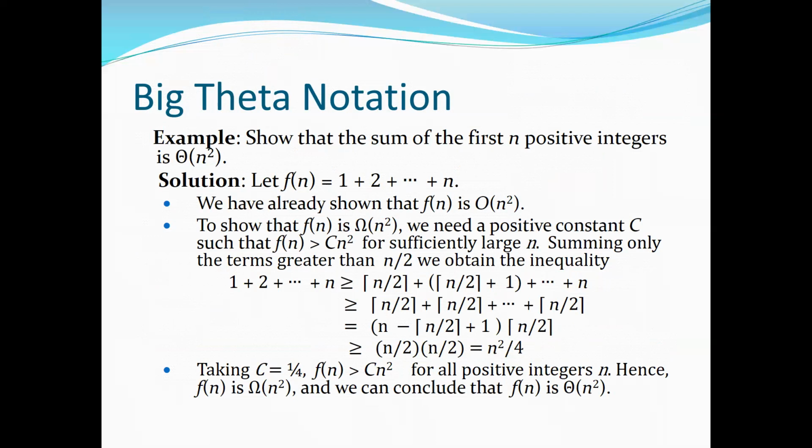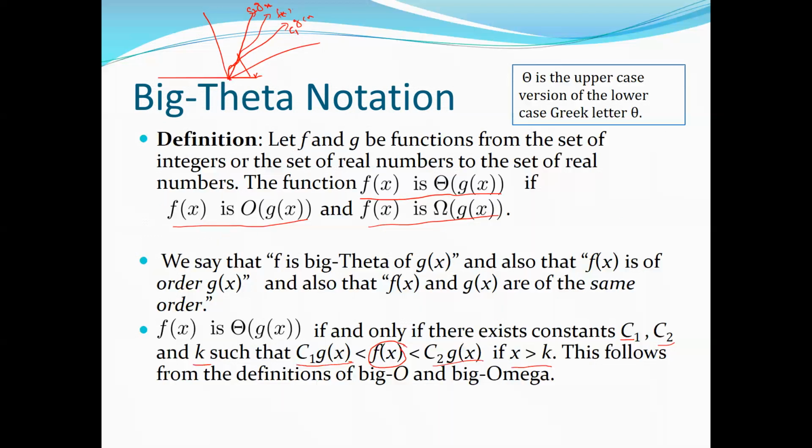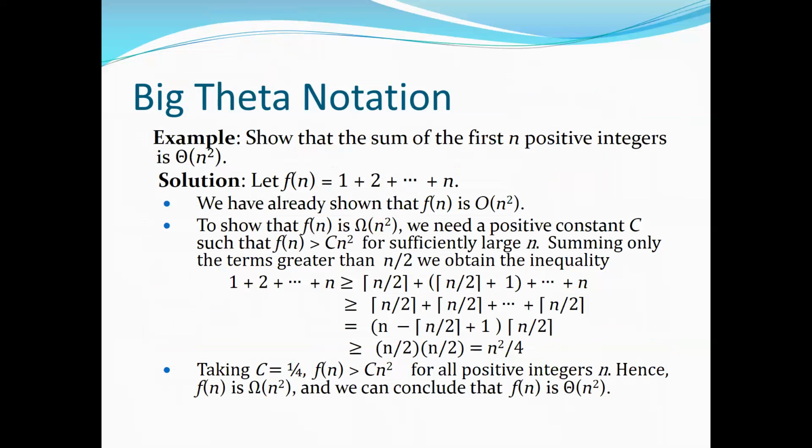Some examples are here: show that the sum of the first n positive integers is theta of n squared. It is a theta when it is both big O and big omega as well. Only then can we use the theta notation. So it says the sum of the first n numbers is big theta of n squared.